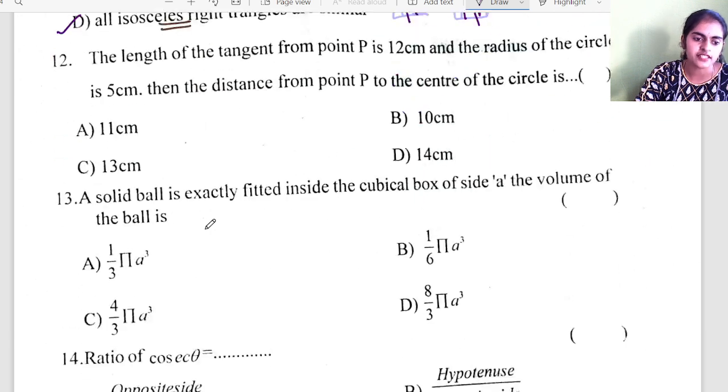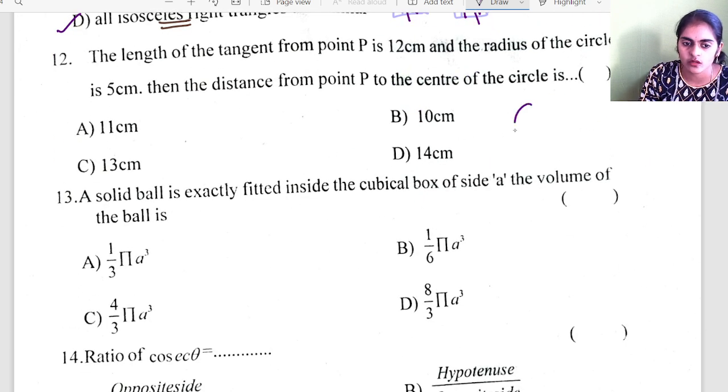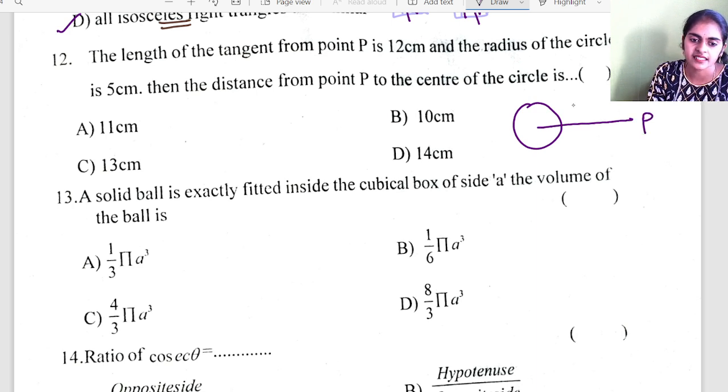The length of tangent from a point. So if this is a circle, I have a tangent from a point P. The length is 12 centimeter. Okay, and the radius of the circle is 5 centimeter. If I take this is the radius, this radius is 5 centimeter. Then the distance from the point P to the center is how much? 1 second.